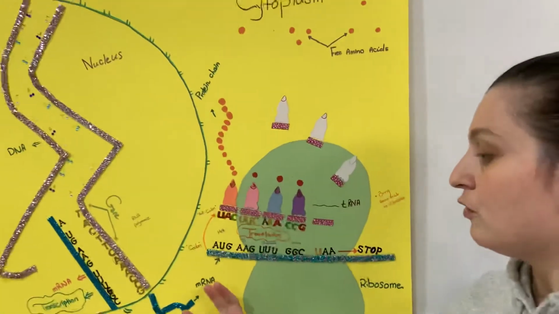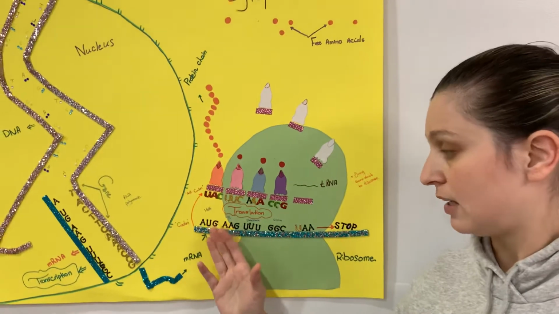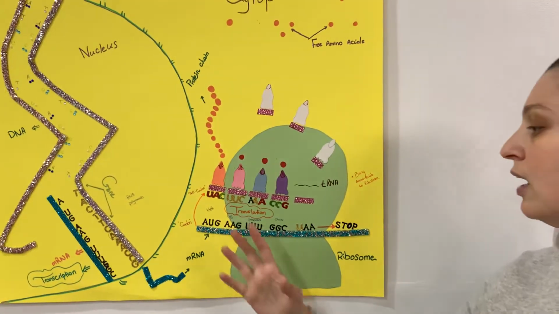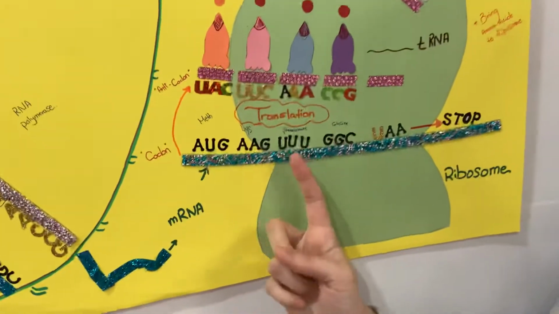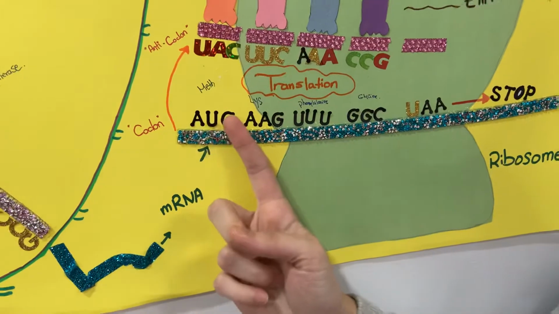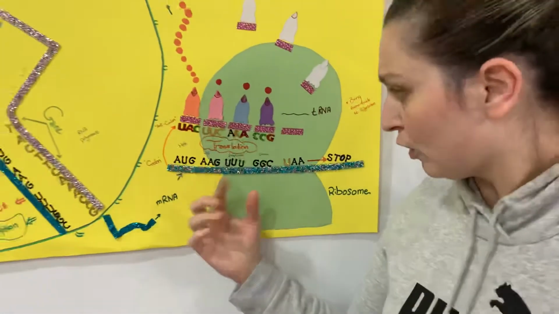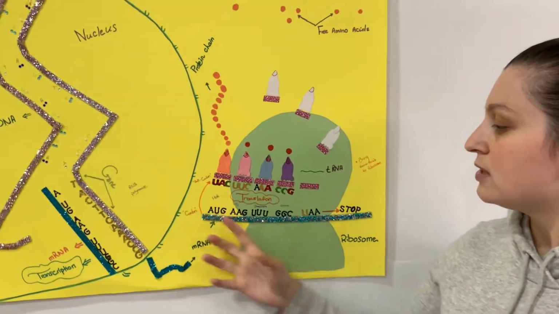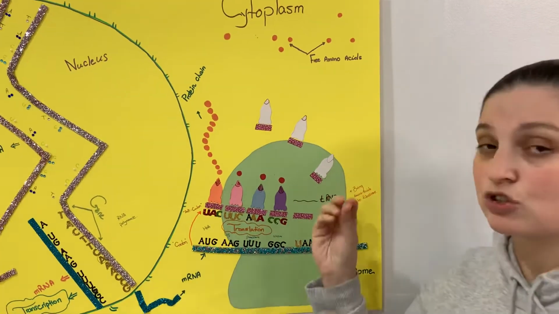Every messenger RNA can be read by triplet bases. So AUG, AAG, UUU, and it keeps going like this, but always read by triplet code, which is three bases of letters. So this is the messenger RNA. Now, in the ribosomes, what's going to happen is the translation process.